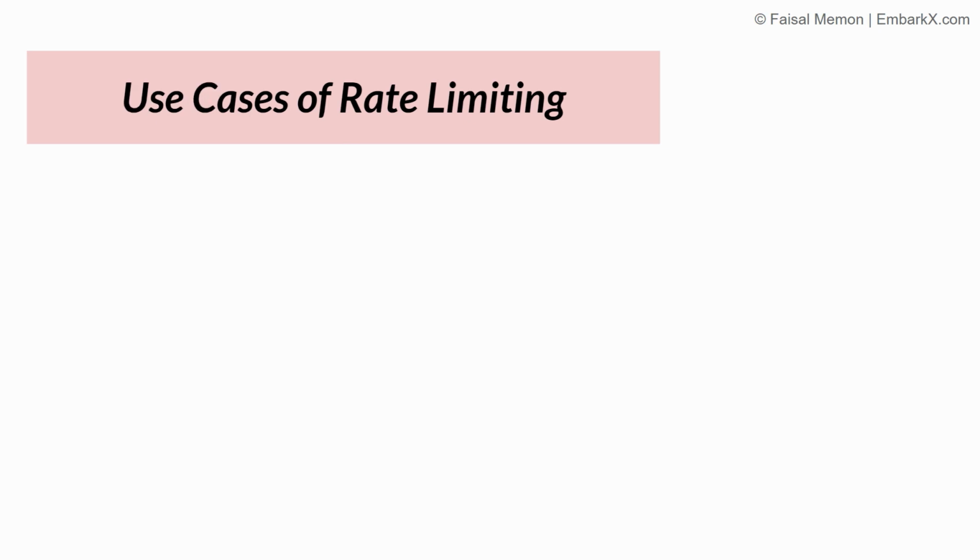Now, what are the use cases of rate limiting? The number one use case is APIs. In the API world, to prevent a single user from making too many requests, APIs often use rate limiting. This protects the server from unwanted load and ensures fair usage. Web scraping. There is a possibility that people might be scraping your website, so sites might use rate limiting to prevent web scrapers from overloading their servers.